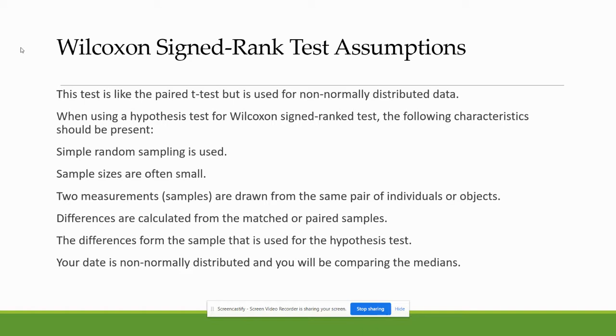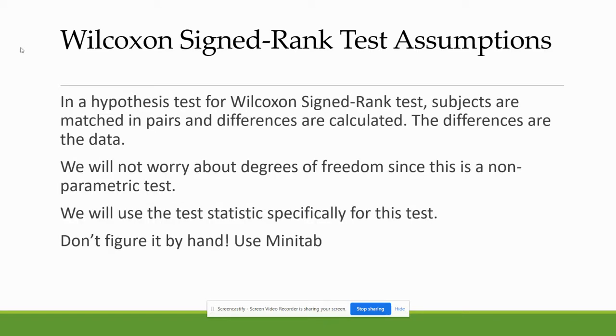Okay, so let's break that down in different words. For a paired t-test, I'm looking at the means. For the Wilcoxon signed rank test, I'm looking at the medians, okay? Normally distributed data, I look at the means. Non-normally distributed data, I look at the medians.